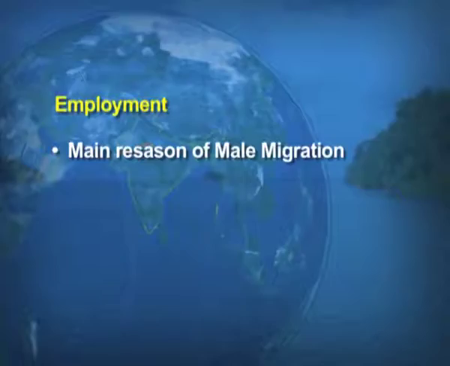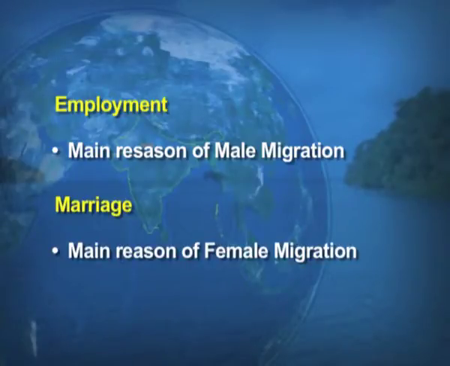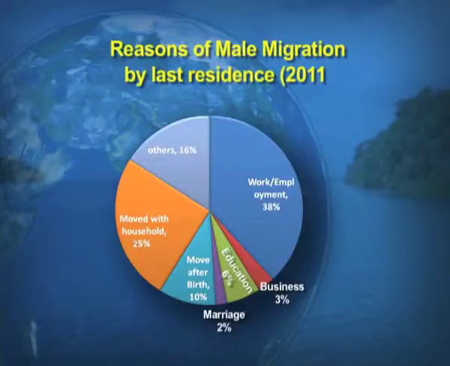Now, the main reason for male migration, as we have already discussed, is employment. And in the case of females, the main reason is marriage. Now, look at the visual, children, on your screens. This visual is a pie diagram showing the reasons for male migration by last residence.